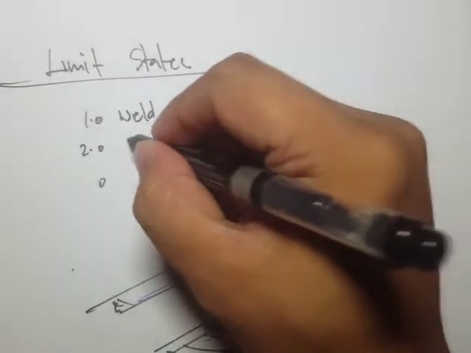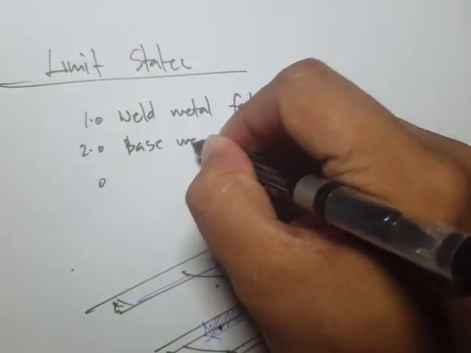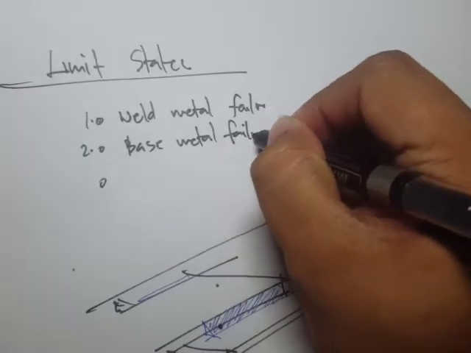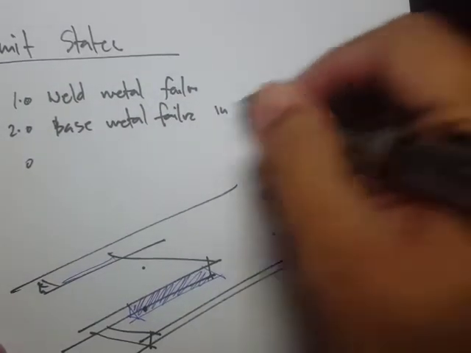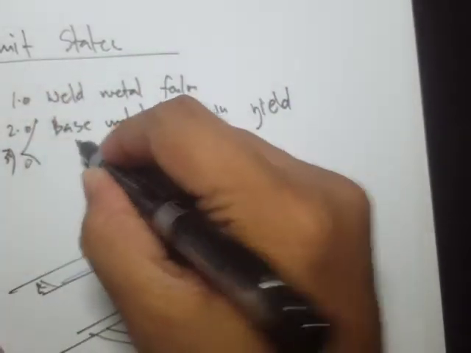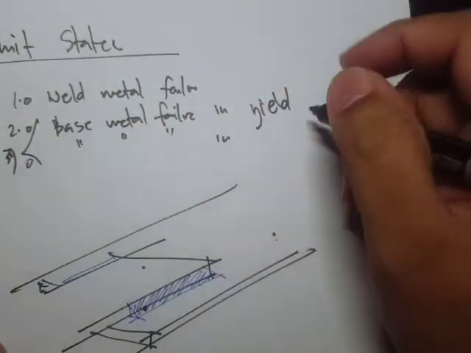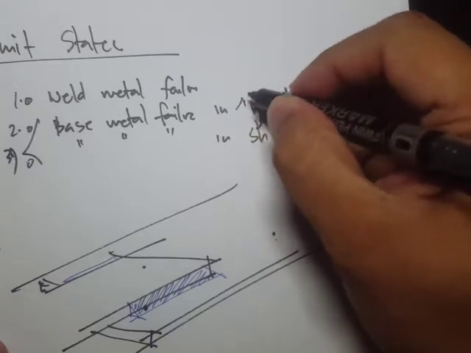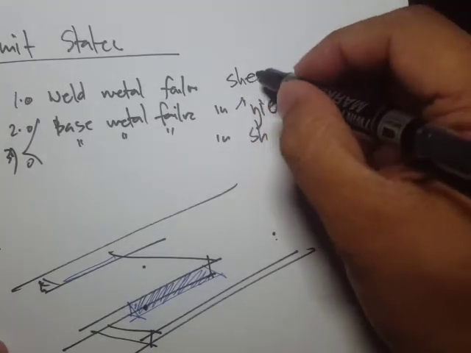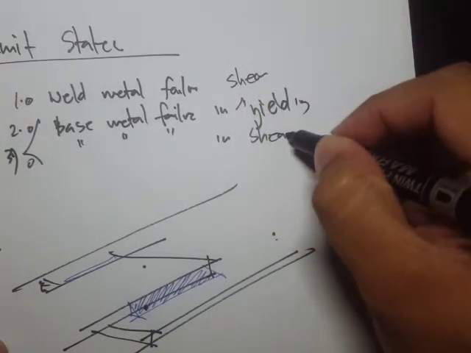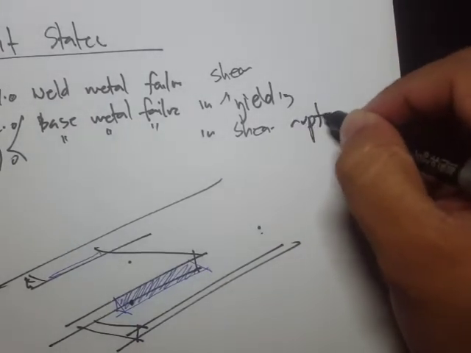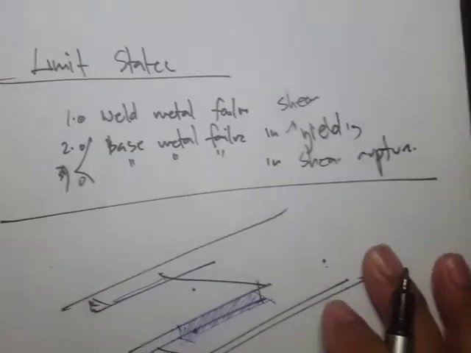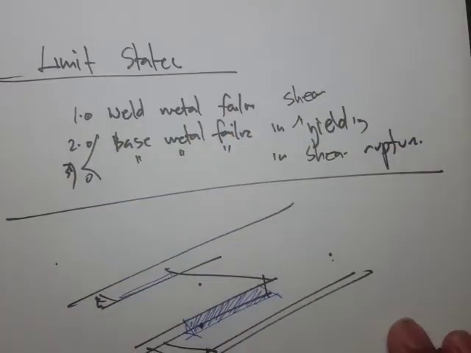Okay, so let's write here base metal failure in either yielding or base metal failure in shear. This one is also shear. This is shear yielding, and the other failure could be shear rupture or fracture. Okay, so that's our limit states for these welded joints.